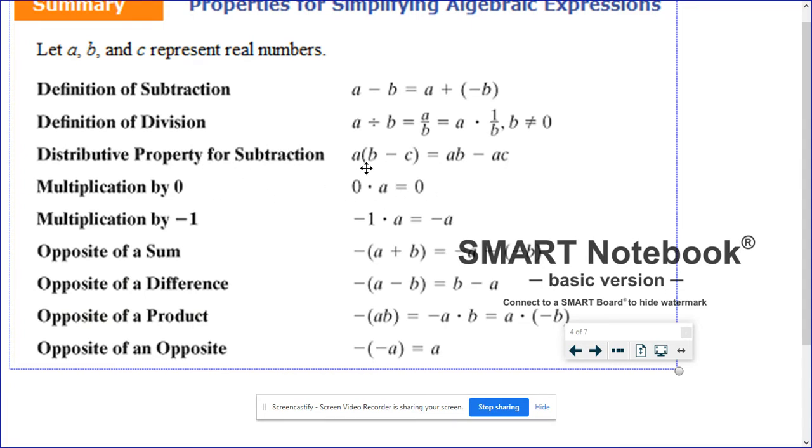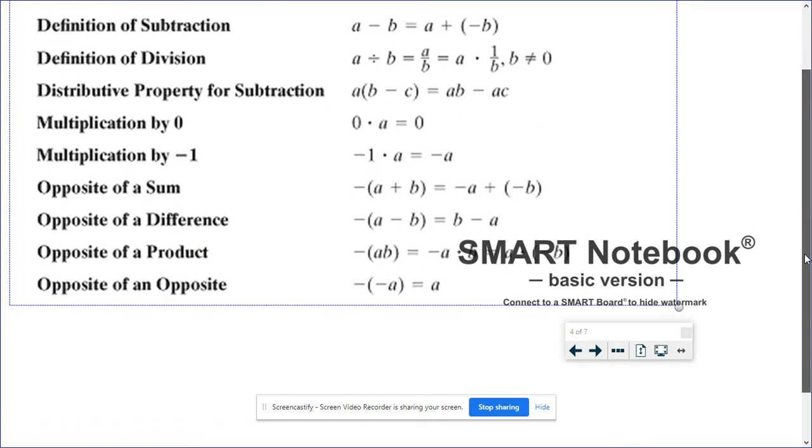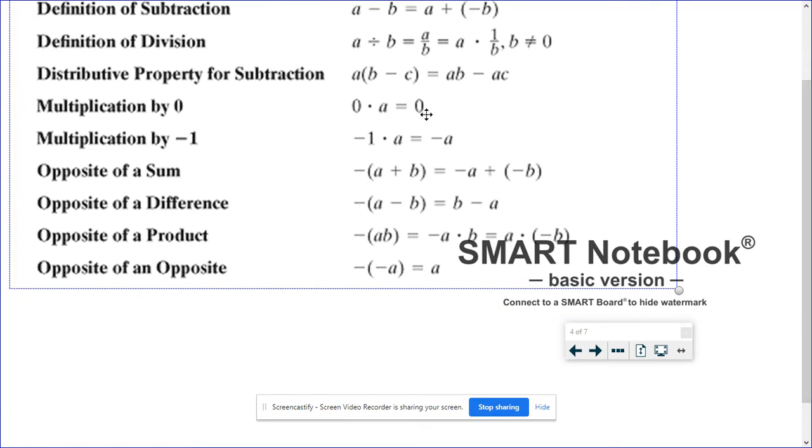Distributive property for subtraction. So if you have something you're subtracting, you can distribute something to both terms. So A times (B minus C) is AB minus AC. Multiplication by zero, so that means zero multiplied by anything is zero. Makes sense, right? Multiplication by -1. Multiply something by -1, it becomes its opposite. A and negative A are opposites. Opposite of a sum, it's as if you're multiplying by -1. So A plus B turns into -A plus -B.